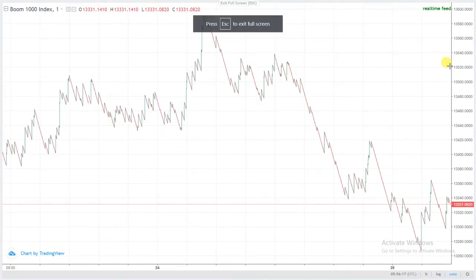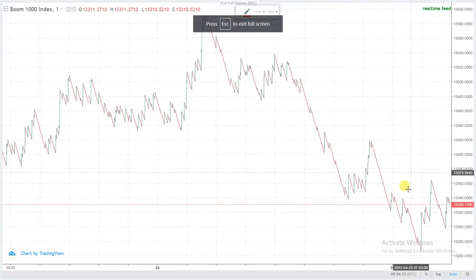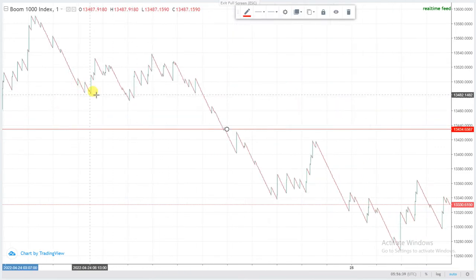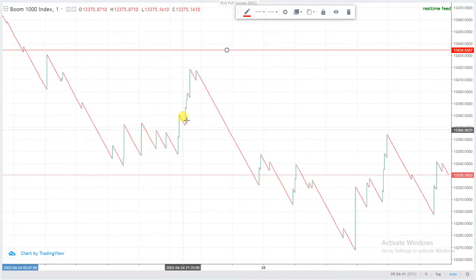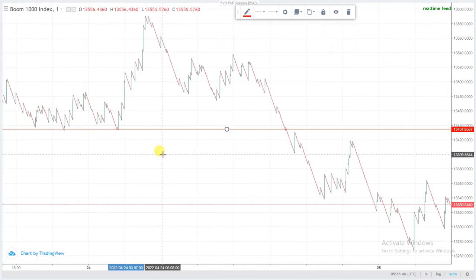Just to break it down a bit further for you guys, as you can see, we have a chart open now. This is Boom 1000, one of the 6. It's very simple. As you can see, there are a lot of small red dotted bars going to the downside, and then you also get these long blue spikes to the upside.